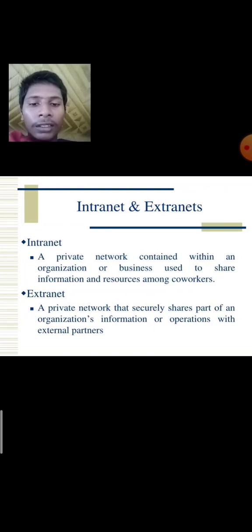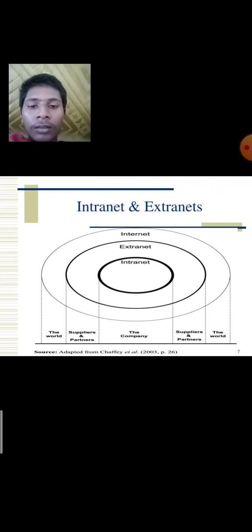Internet, extranets, intranets. Intranet: a private network contained within an organization or business, used to share information and resources among coworkers. Extranet: a private network that securely shares part of an organization's information or operations with external partners.